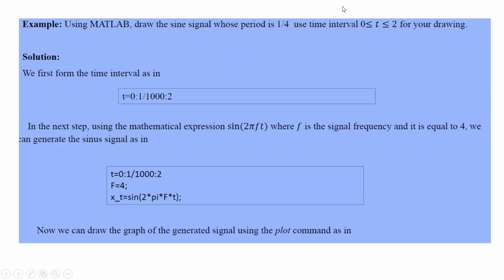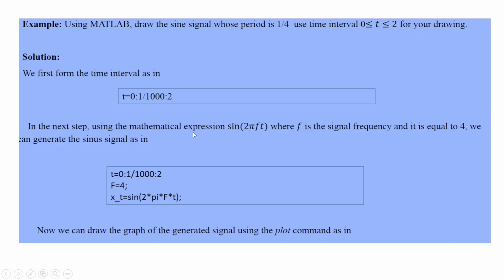Now to start with, because the range of the time given is from 0 to 2, we have to draw the signal. So we need to generate a time vector with 1 by 1000 steps going from 0 to 2. If we write this code, this will generate a time vector with step size equal to 1 by 1000 going from 0 to 2, which is between this interval.